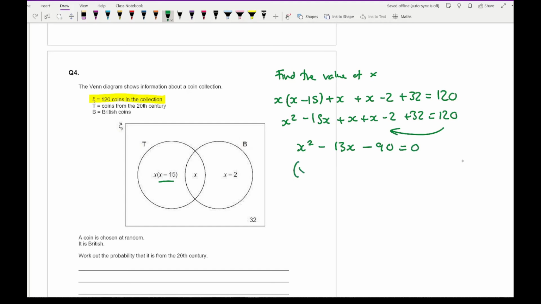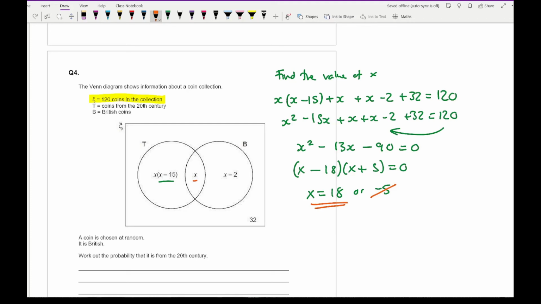Now this does factorise, so I get x minus 18, x plus 5 equals 0, and so x equals 18 or minus 5. Now out of these two possible answers, and you still need to write the two answers, it can't equal minus 5 because x can't equal a negative number. So x must equal 18.